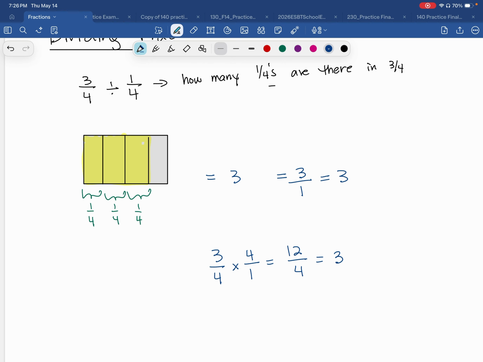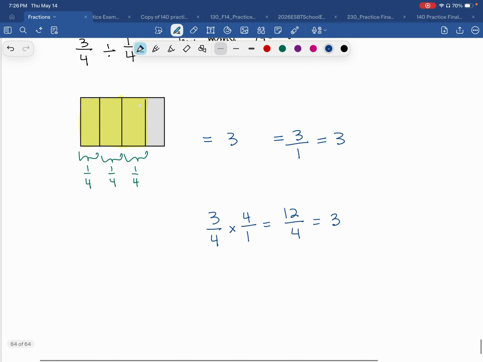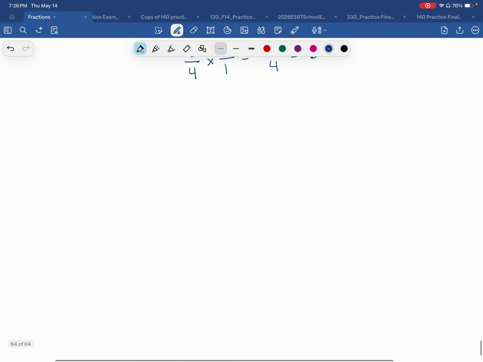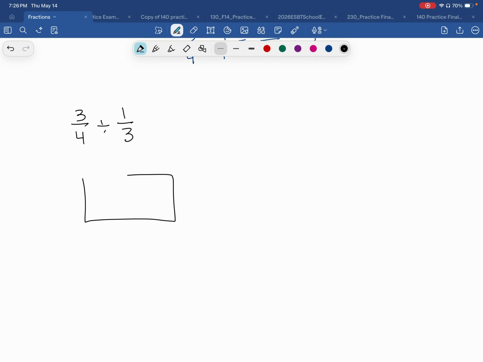Okay. Now, where things get more complicated is what happens when the piece size doesn't match. So right now our piece sizes were the same, and so it made it easy to see. So now what happens if we take 3/4 divided by 1/3? Okay, so now I have 3/4 of a whole.